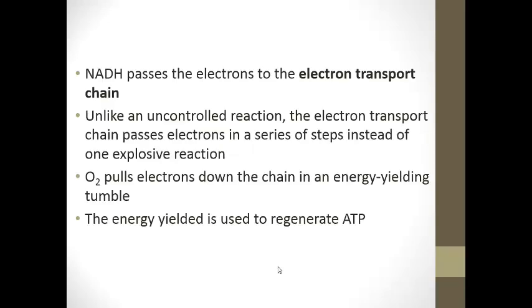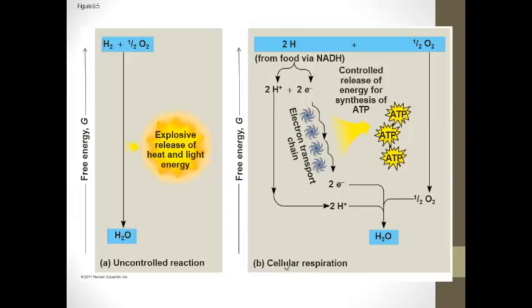In order for NADH to carry the electron to the oxygen, it's going to carry the electron to a structure within the mitochondria called the electron transport chain. The electron transport chain is the most important part of aerobic cellular respiration. Here we see what's going to happen. NADH is carrying the electrons to the electron transport chain.